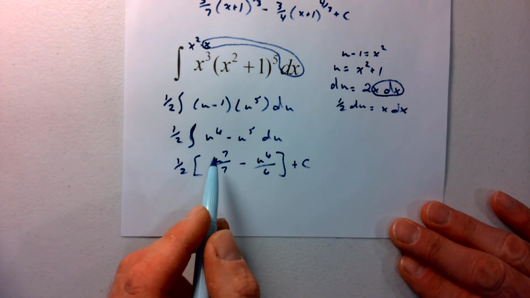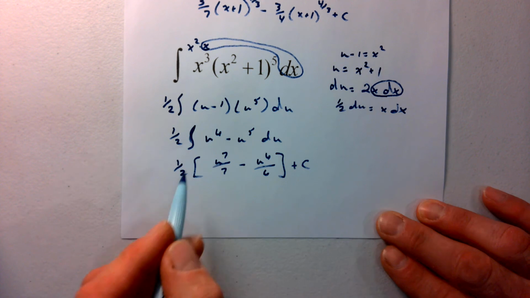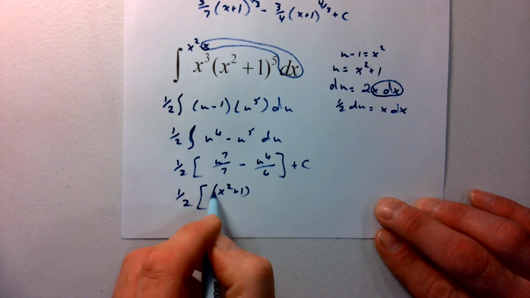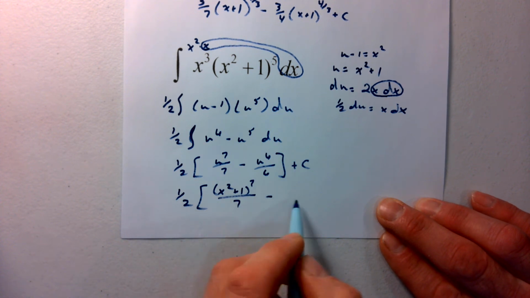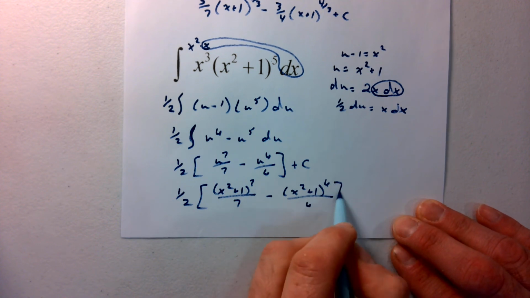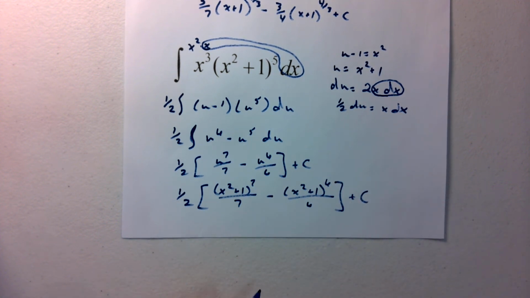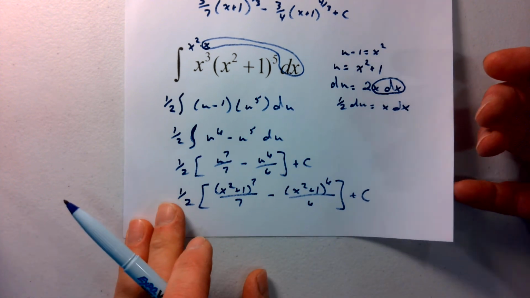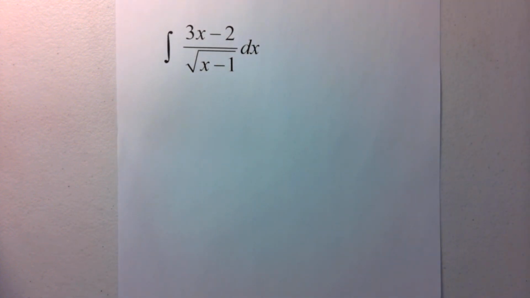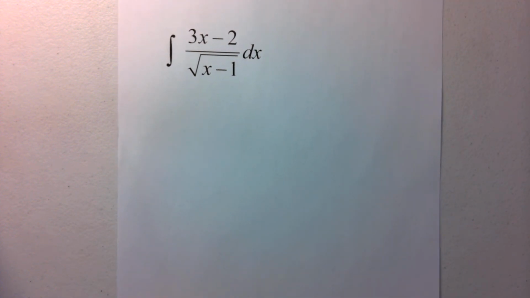Integration of, I'm going to replace my u's with x squared plus 1. So I have a half of x squared plus 1 to the 7th over 7 minus x squared plus 1 to the 6th over 6 plus c. Again, if we want, we could find a common denominator. We could factor common factors out of the numerator. A lot of things that we could do, things that you're going to have to be able to find within the answer. And I'll leave that up to you on how we're going to do that.